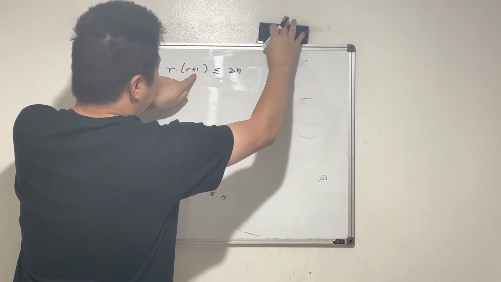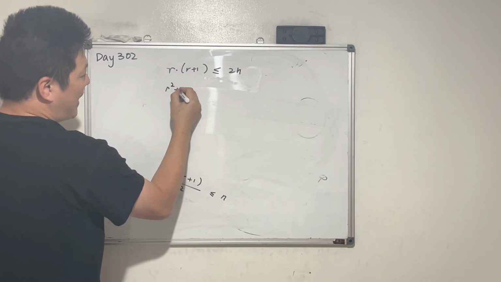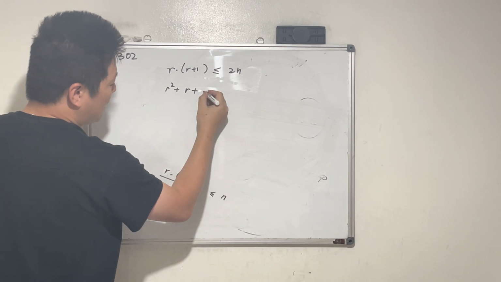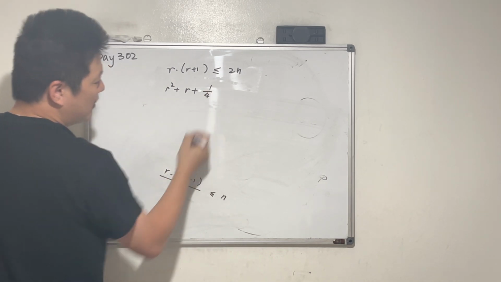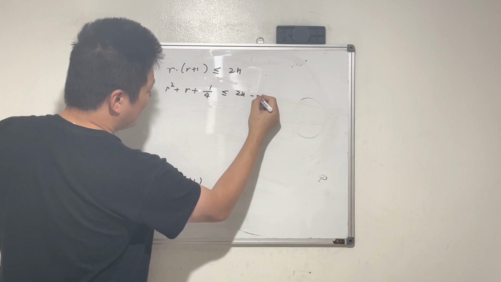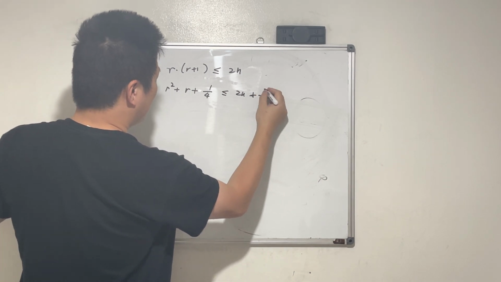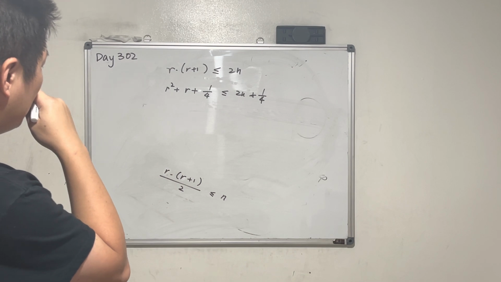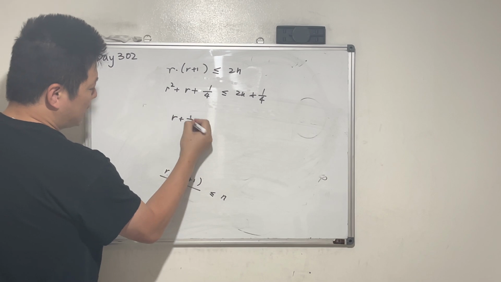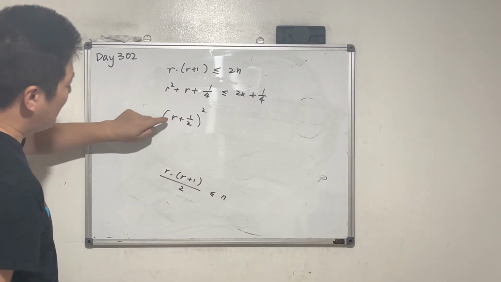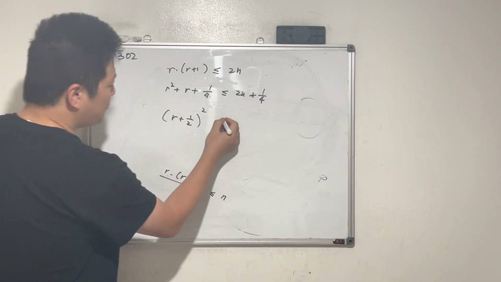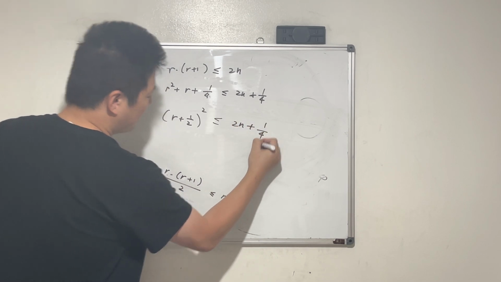So now look. R times this is what? R squared plus r, right? Plus what? If I add a quarter here, and I need to subtract a quarter on the right hand side, or rather I need to add a quarter on the other side, right? Yes? Okay, so what's this? R plus a quarter, a half squared. Look, r squared plus a quarter plus 2 times this, is smaller or equal to 2n plus a quarter, 1 over 4.